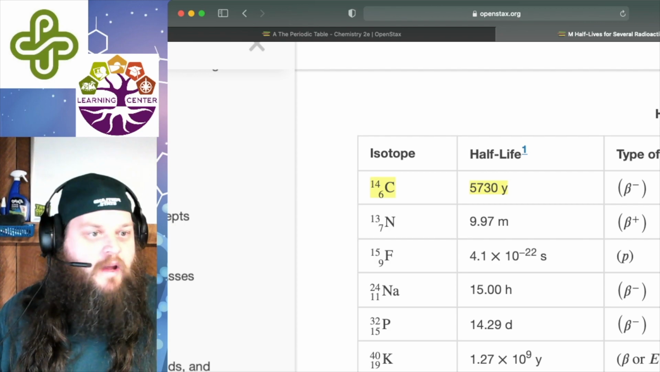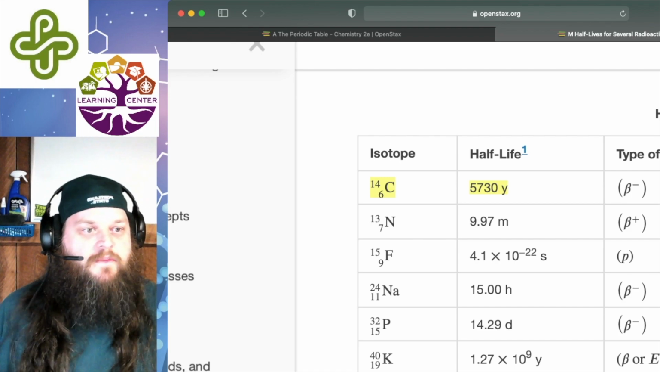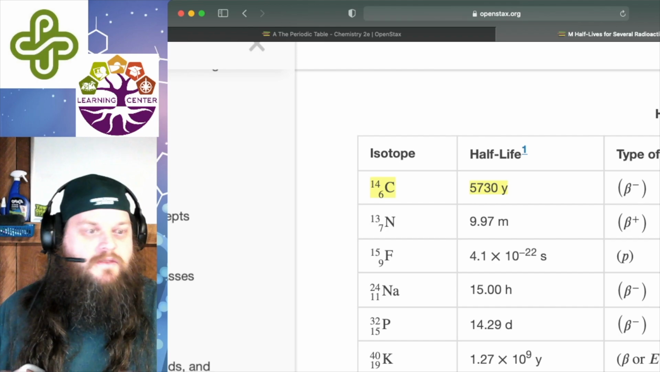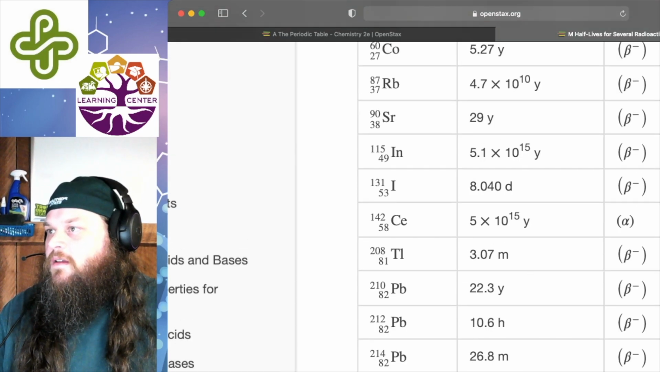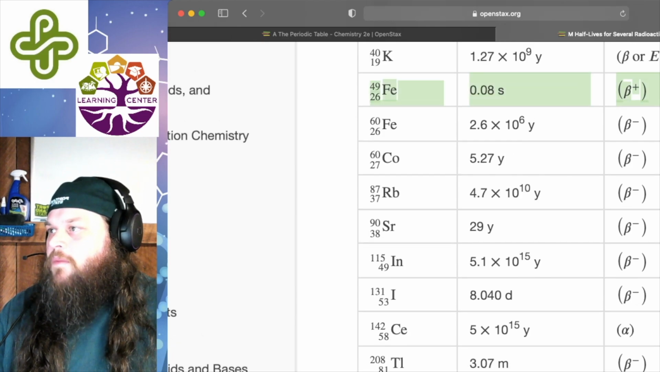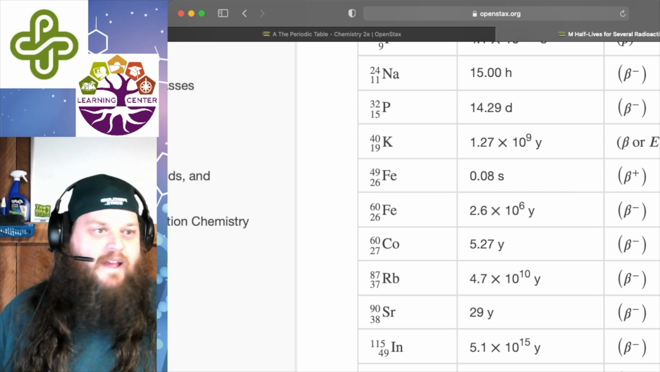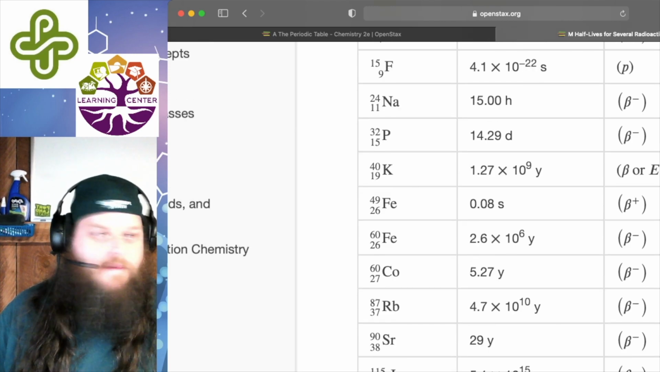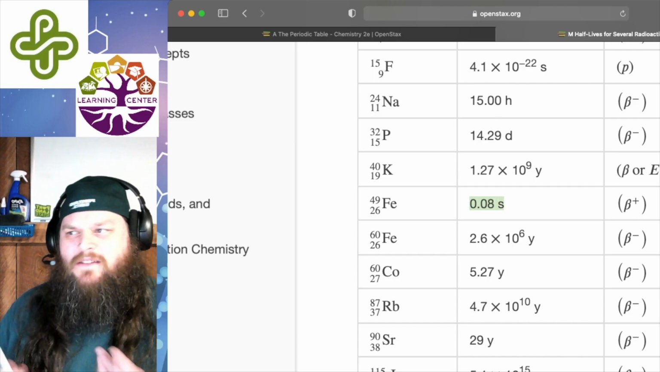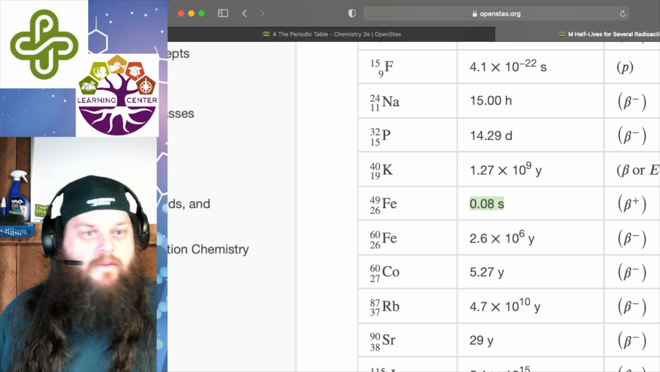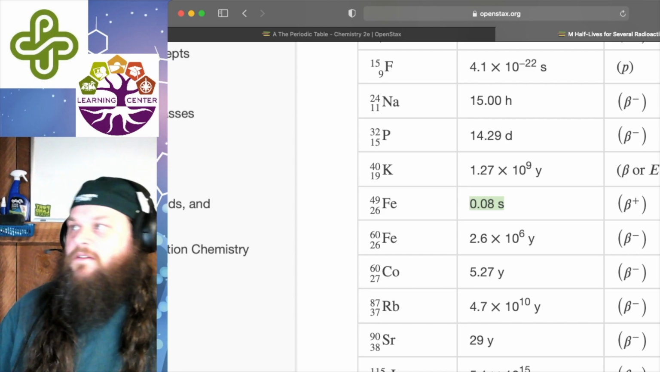Anything with a very short half-life is going to be gone in a matter of seconds, minutes, or days. So if you're looking at something that's tens of thousands of years old, it's really hard to use. If you were looking at something like iron-49, it has a 0.08 second half-life. So that's going to basically decay incredibly fast. We're not going to see any of that in a few minutes, let alone a few years or tens of thousands of years.